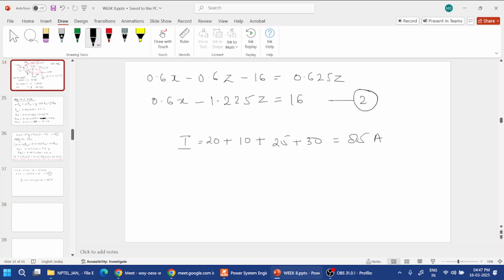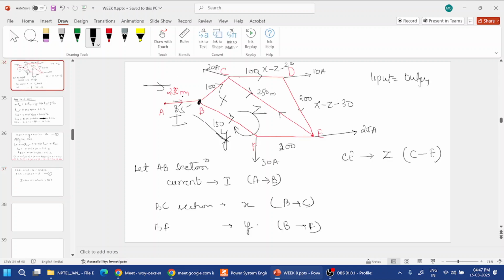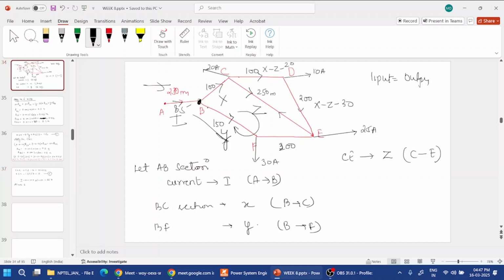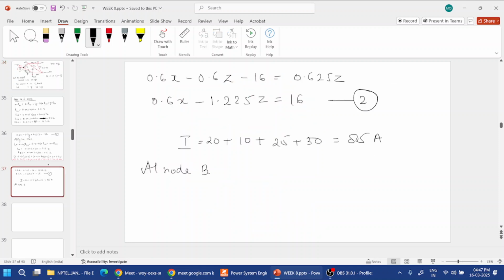So basically 85 will be here, and this 85 will distribute in such a way that it will go like this. So 85 at this node: 85 is equal to x plus y, because at this node 85 is getting distributed to x plus y. So we got the third equation.